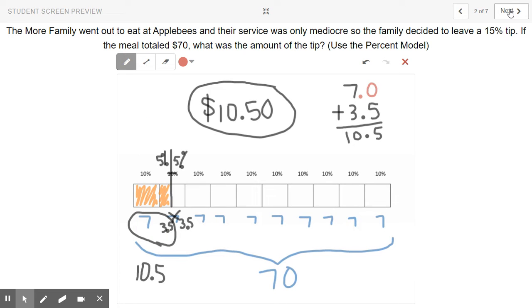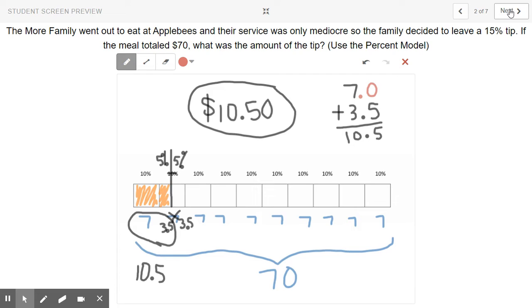The Moore family went out to eat at Applebee's, and their service was only mediocre, which means okay. So the family decided to leave a 15% tip. If the meal totaled $70, what was the amount of the tip? Use the percent model. So the whole thing's out of 70, that means each section is 7. When service is great, you'd normally give a 20% tip. When service is okay, you can vary from 10% to 15%.